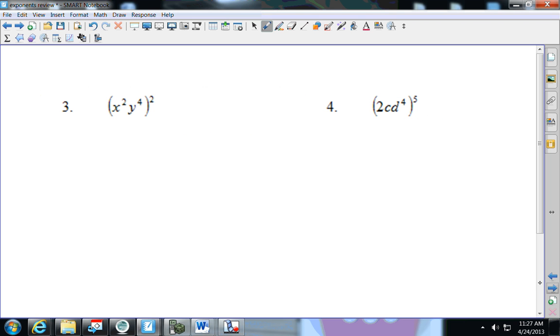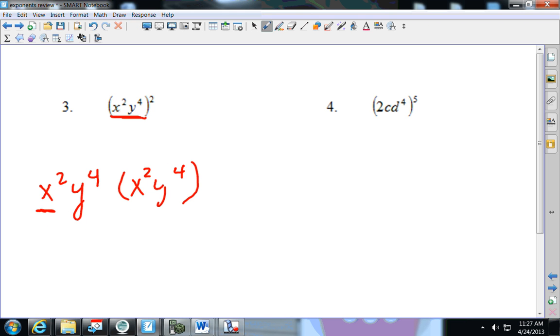Let's look at the next ones, number 3 and number 4. Now, number 3. If I wanted to write it out, what it's doing is taking what's inside the parentheses and writing it twice. X squared y to the 4th, and then you multiply it by x squared y to the 4th. You do it 2 times. So now you can go through and add your exponents.